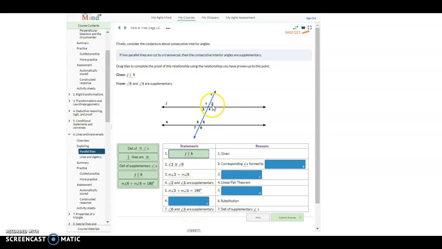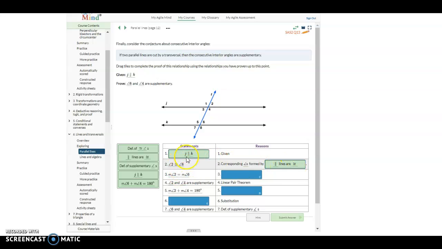It says angles 2 and 6 are congruent. Well, remember, we've been talking about this since the beginning of the lesson. 2 and 6 have a special name. They are called corresponding angles. We know that the corresponding angle theorem says that corresponding angles that are formed by what type of lines? Parallel lines have what relationship? They are congruent. So this states the corresponding angle theorem. Corresponding angles formed by parallel lines are congruent.